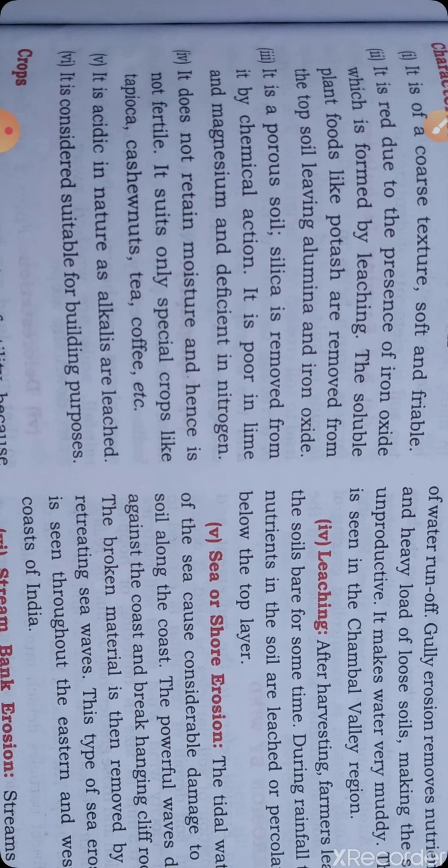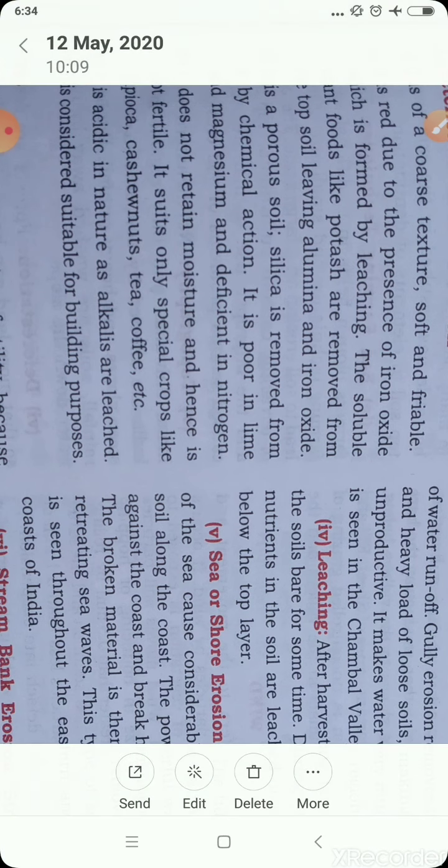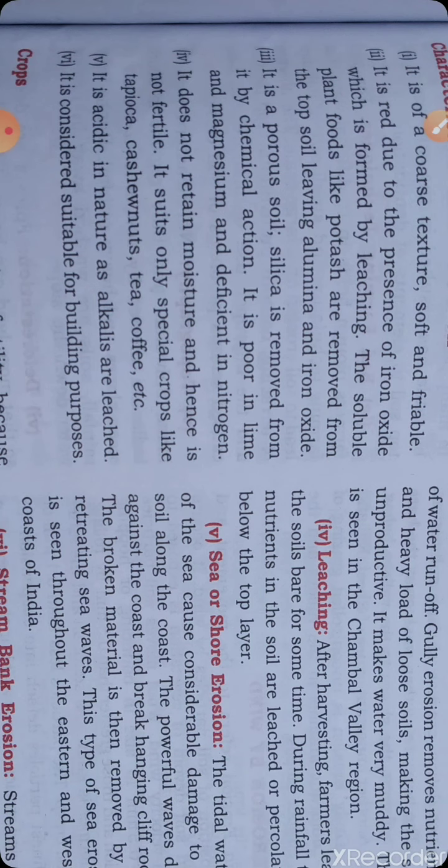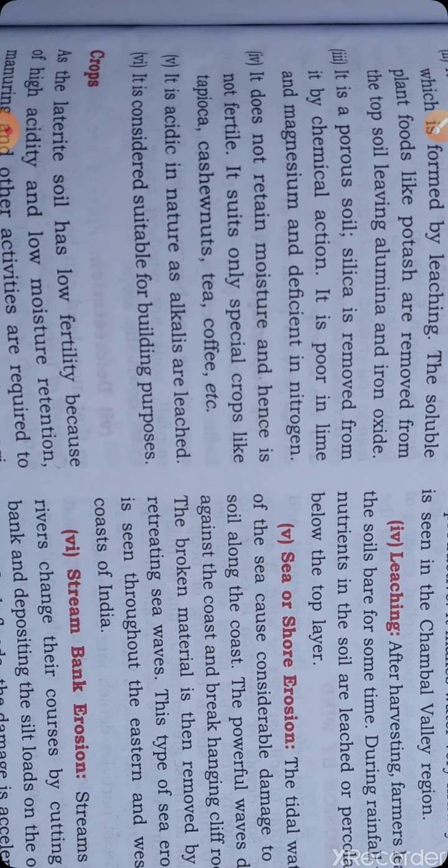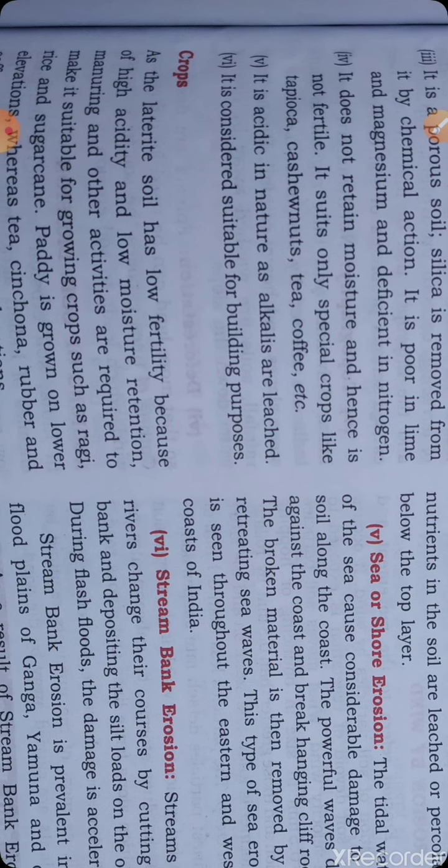So it is suitable only for special crops like tapioca, cashew nuts, tea, coffee, etc. It is acidic in nature as alkalis are leached. It is considered suitable for building purposes. So, for building purposes also it is used.